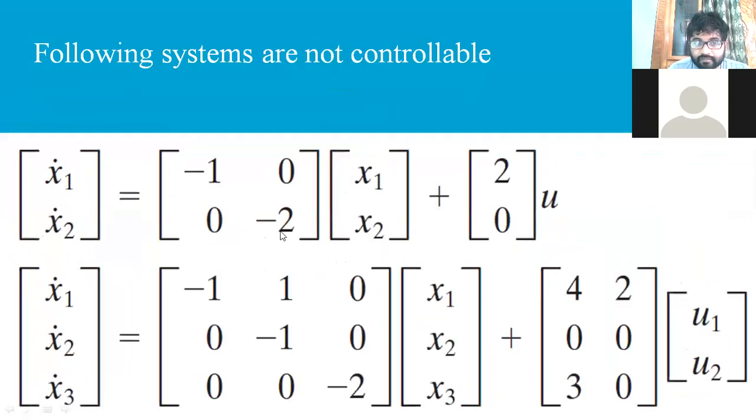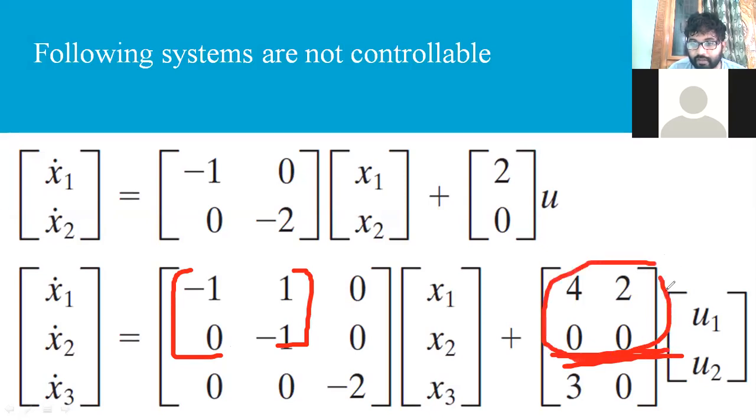See here also. These are also systems which are not controllable. This is the Jordan block. These are the two rows corresponding to the Jordan block. The last row corresponding to the Jordan block has all zeros. The system is not controllable again.